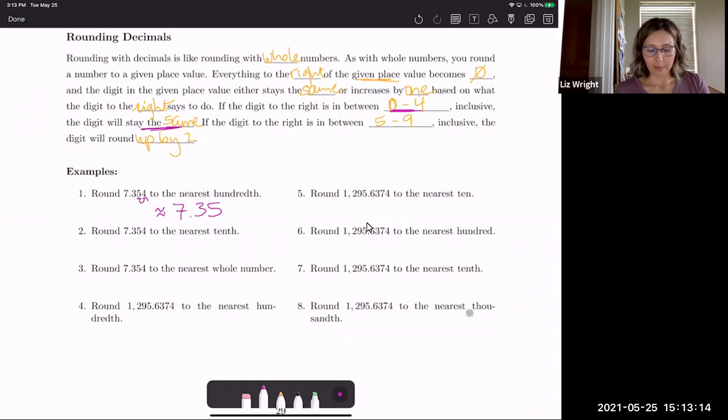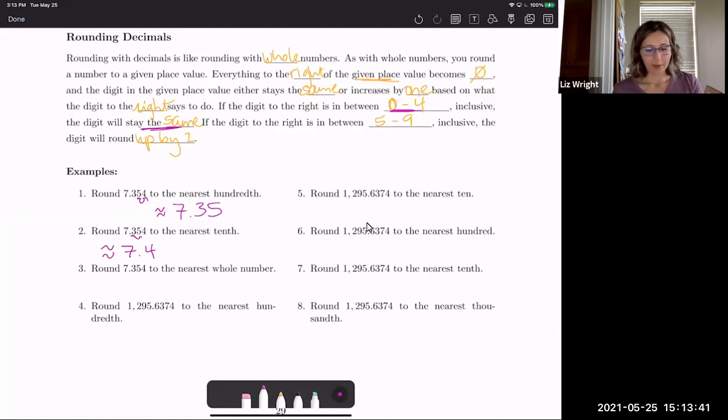Then let's look at number 2. It says round 7.354 to the nearest tenth. So this time underline the tenths place. We look to the next door neighbor and it's a 5. So the 5 tells the 3 to round up by 1. So it's going to be 7.4. And I'm going to put the approximate signs in there.